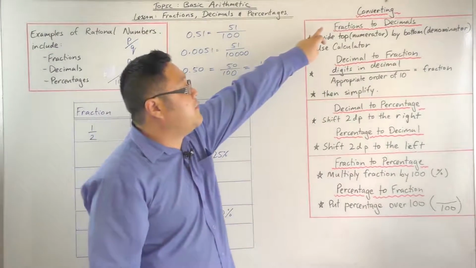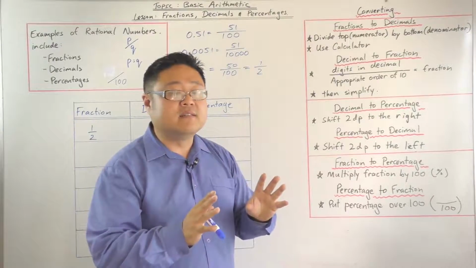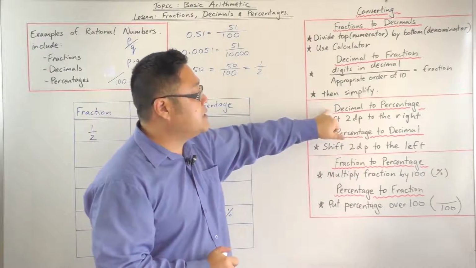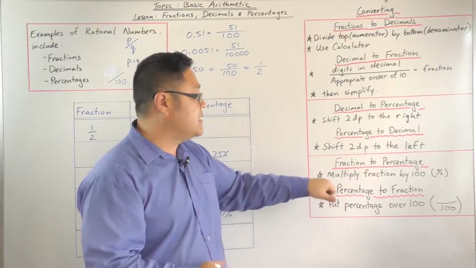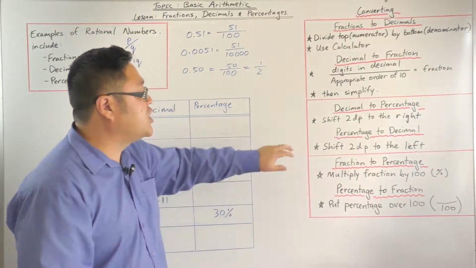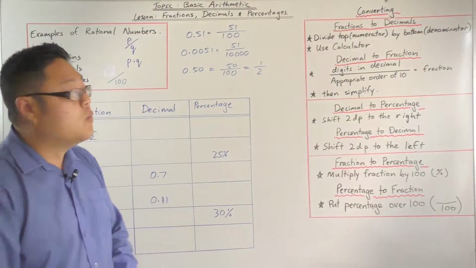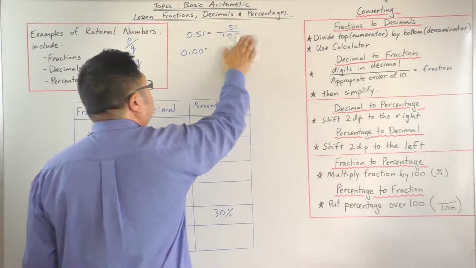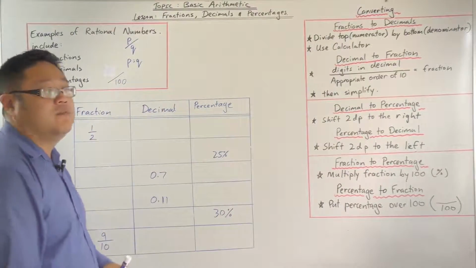Now, converting from fractions to decimals and decimals to fractions, that is the hardest conversion to do. Converting from decimals to percentages and percentages to decimals is fairly easy, as is converting from fractions to percentages and percentages to fractions. So let me quickly go through decimals to percentages and percentages to decimals. With this, it's just a matter of shifting the number of decimal places 2 to the left or 2 to the right, depending on what you're converting from.